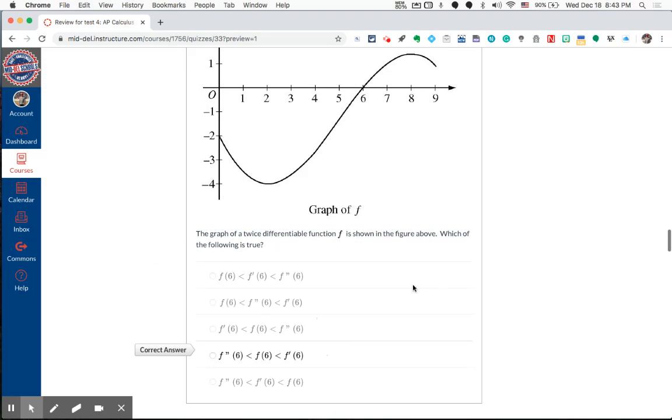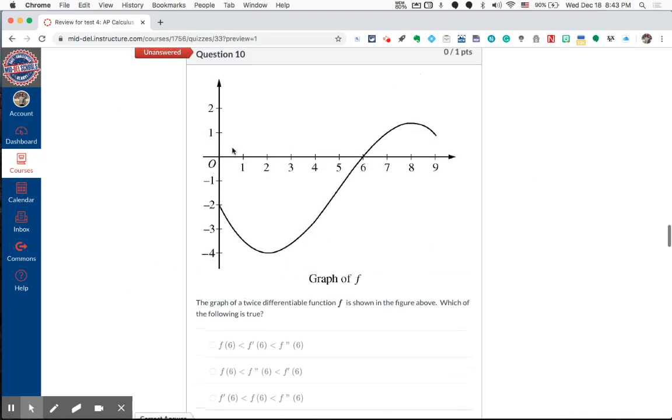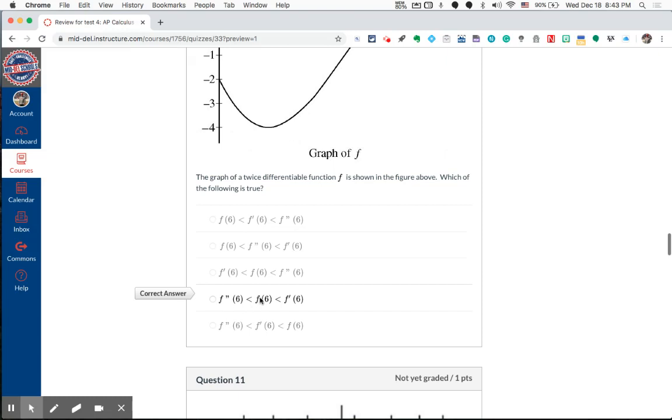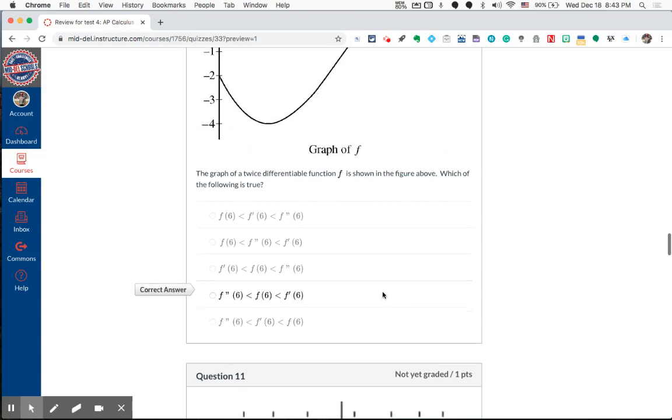This is the one I had screwed up originally. I went back and changed all the ones to a 6. So I'm looking at f. I want to get the order of f, f prime, and f double prime, and we're interested at 6. So f is going to be 0. Since f is increasing at 6, that means f prime is positive. And since f is concave down at 6, that means f double prime is going to be negative. So f double prime is negative, f of 6 is 0, f prime of 6 is positive. So that's how we get our order.